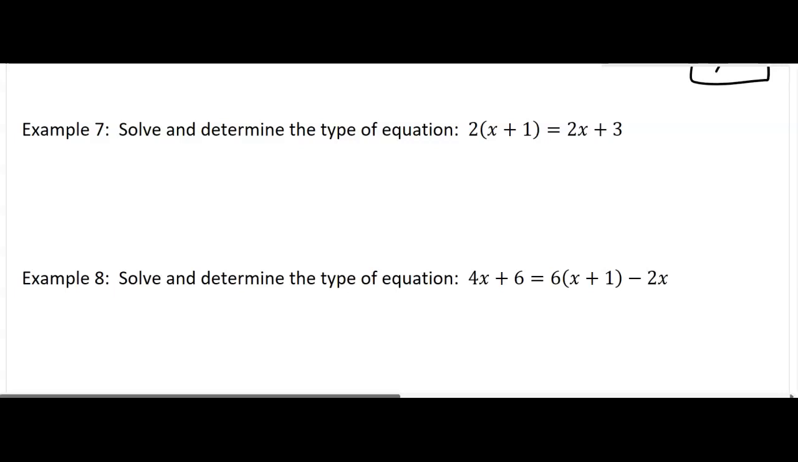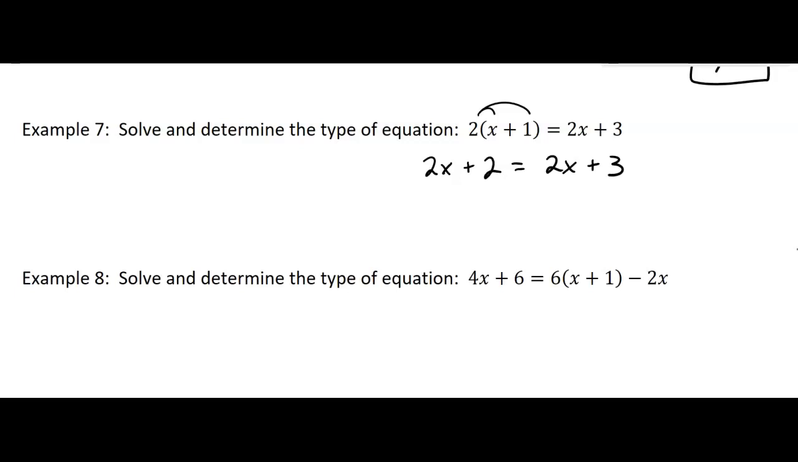Okay. So it says solve and determine the type of equation. Okay, looks like a regular equation. By the way, that's what I was going to say. You can't always tell just by looking at them if it's conditional or an identity or whatever. All right. I would distribute, 2x plus 2, 2x plus 3. Now at this point I might say, something looks fishy here. But let's say I didn't. I'm just happy solving my equation with my steps that I've learned. And then I get 2 equals 3. Now something should look fishy to you.